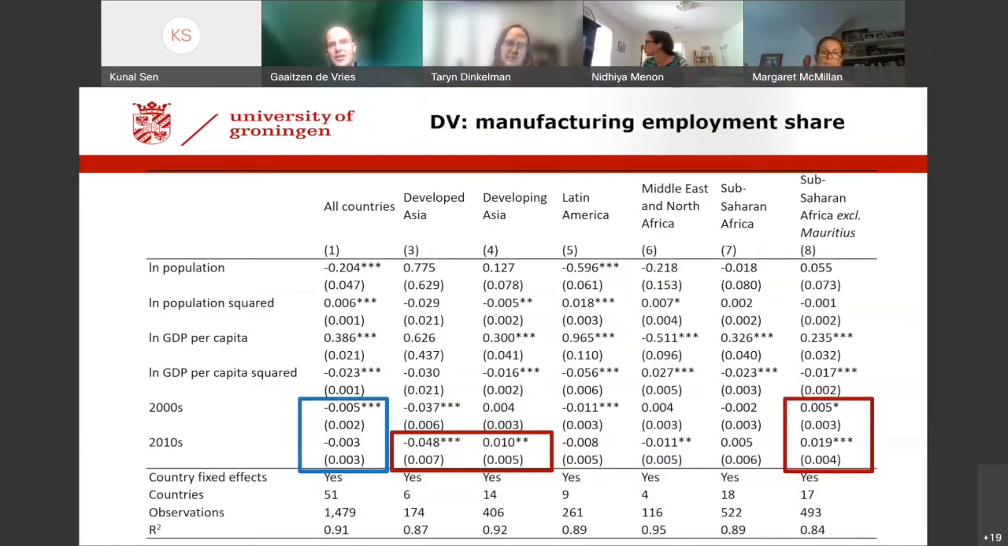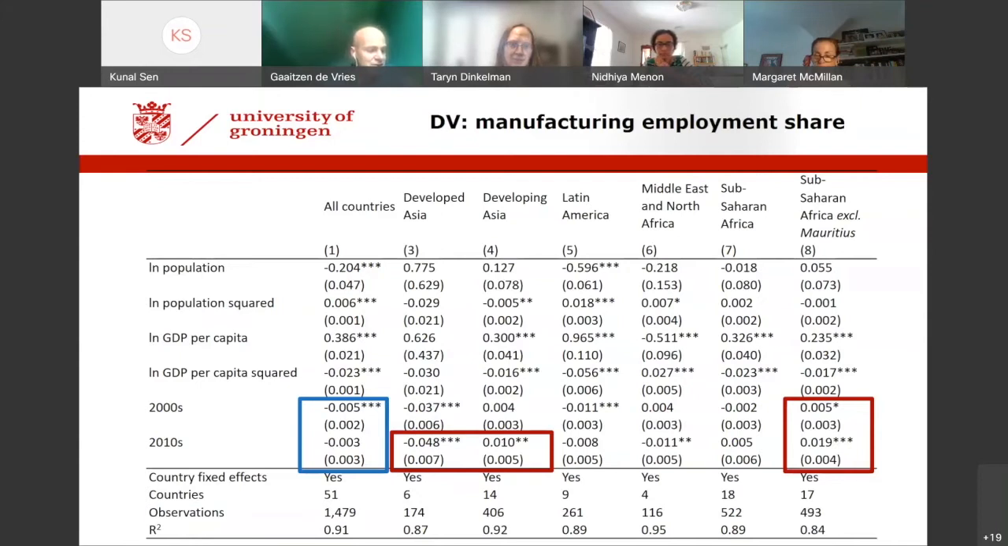Now, if we run these baseline econometric regressions on those countries, first of all, I need to point out that these are preliminary results. We'll have to revise them using the revised ETD dataset that we released lately. What you see in those columns are regressions run for the global sample, in the first column, as well as by region in subsequent columns. The table reports results for the manufacturing employment share as the dependent variable.